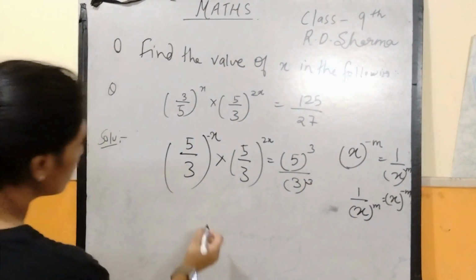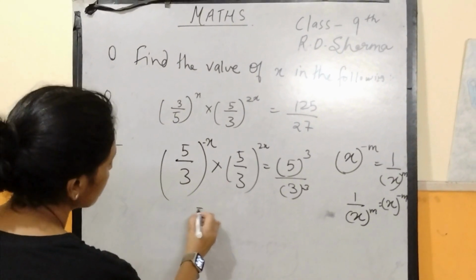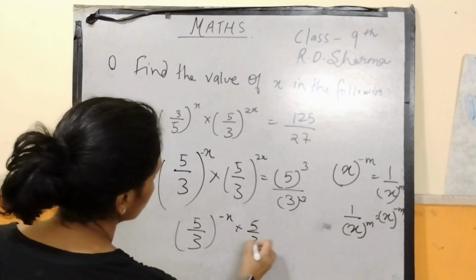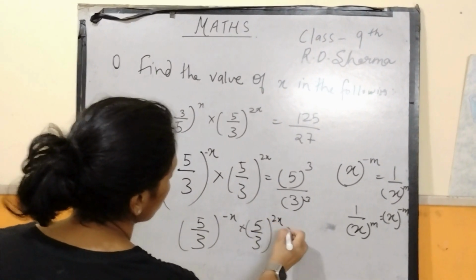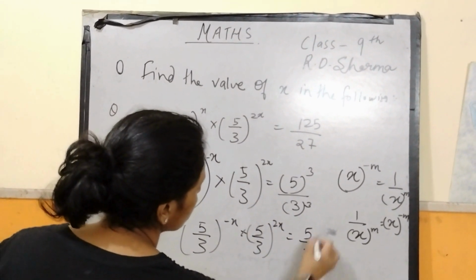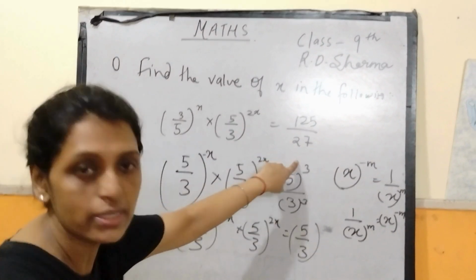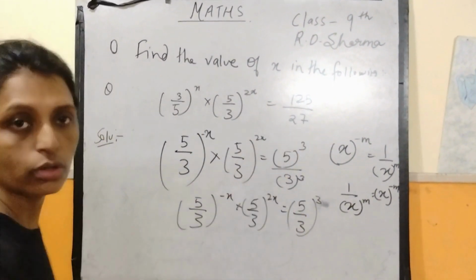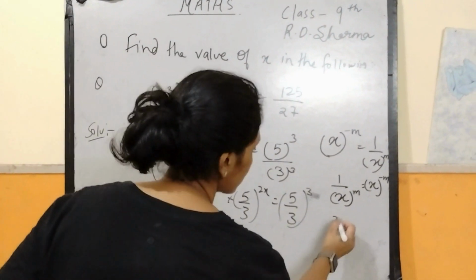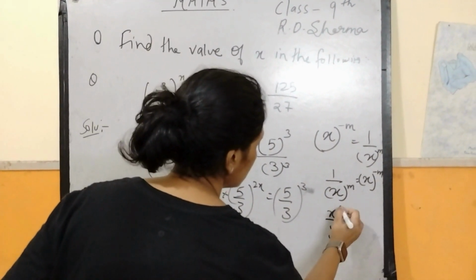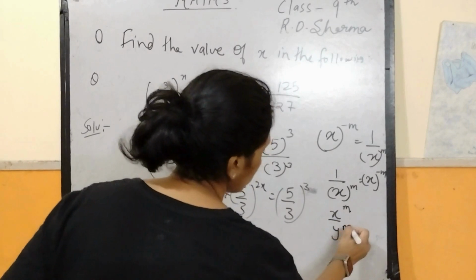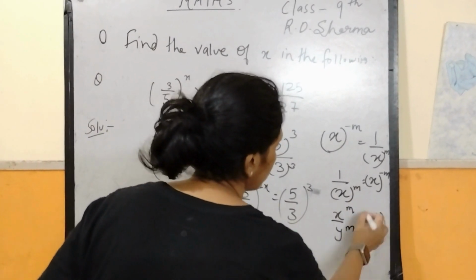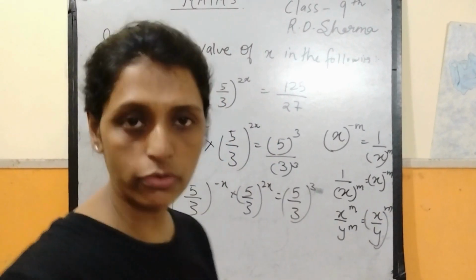Now here we can generalize it. (5/3) raised to minus x into (5/3) raised to power 2x. The whole, because they are having the same power, so it can be written as this also, that is (x/y) raised to power n, since the power is the same, according to laws of exponents.